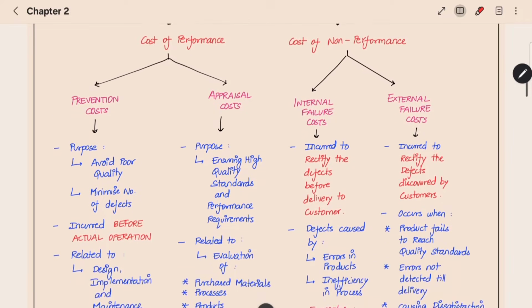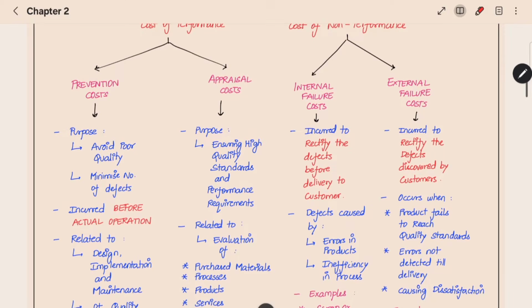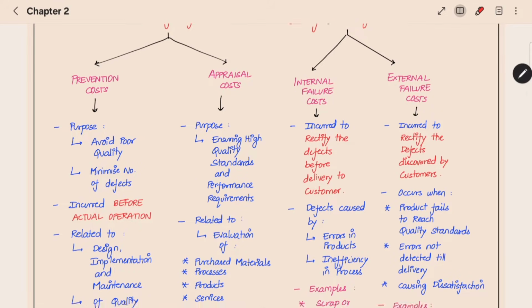The next thing is, in cost of good quality, we have two types: prevention cost and appraisal cost. Prevention cost means you are avoiding the bad product. For avoiding the bad product, whatever you are doing, you are incurring some cost. That is called prevention cost. Appraisal means you are testing and evaluating. After producing, you are checking whether it is proper or not. For that, whatever cost you are incurring is called appraisal cost.